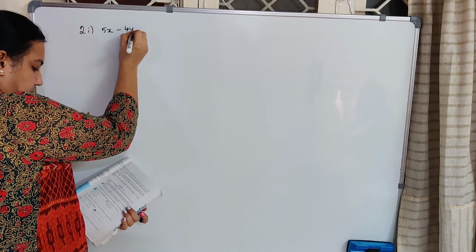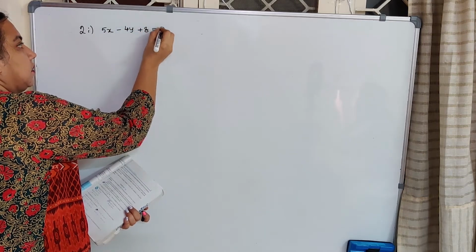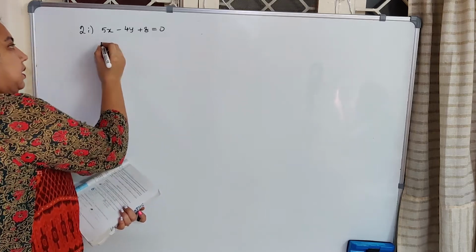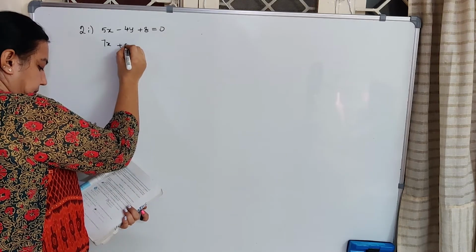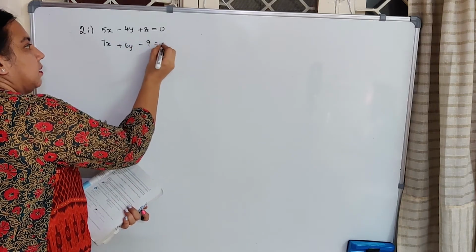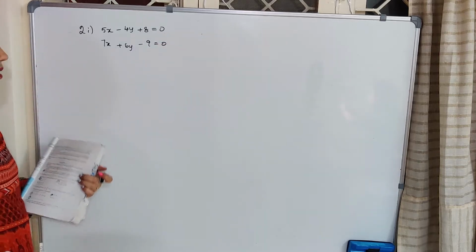5x minus 4y plus 8 is equal to 0. This is the first equation. 7x plus 6y minus 9 is equal to 0. This is the second equation.